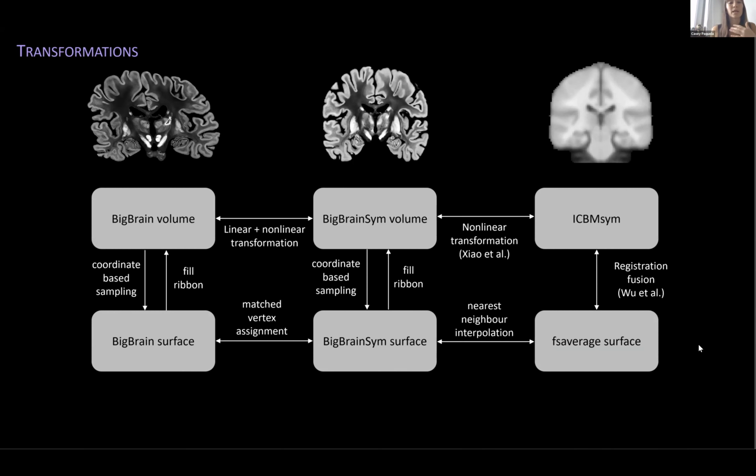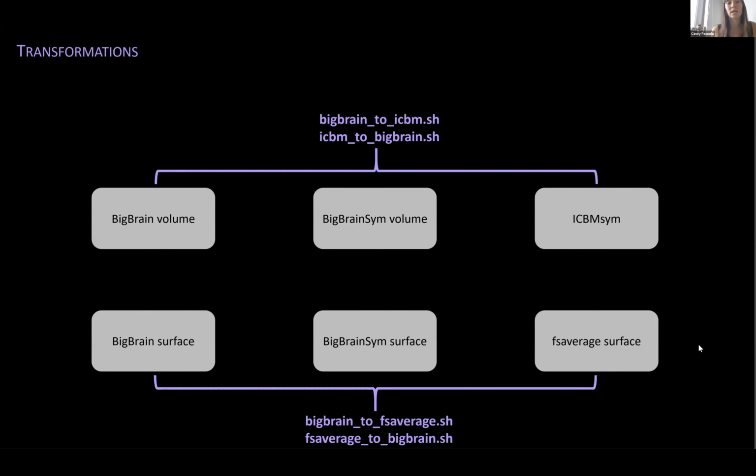So we want to make this a little bit simpler for users and just wrap this all up in a couple of bash scripts. This is really the core of BigBrain Warp: we're going to keep all that stuff under the hood, and people can just simply use these scripts. So if you want to move across any of these volumes, you could use these scripts, BigBrain to ICBM and vice versa. And if you want to move across surface spaces, you could use BigBrain to fsaverage and vice versa.